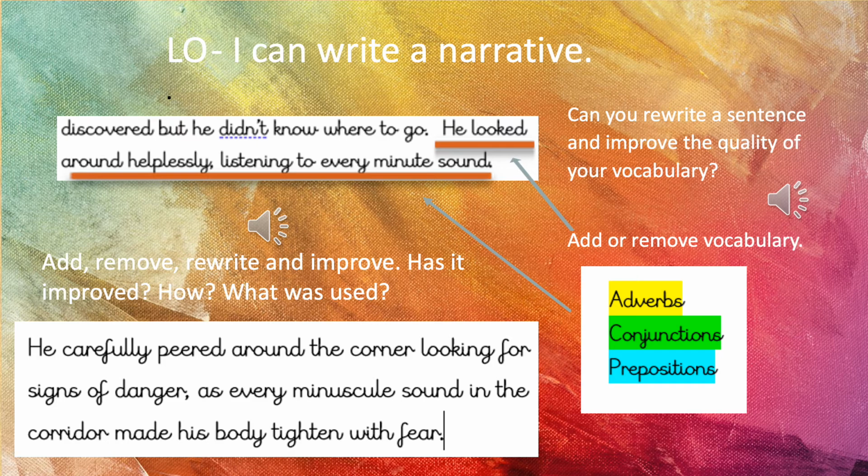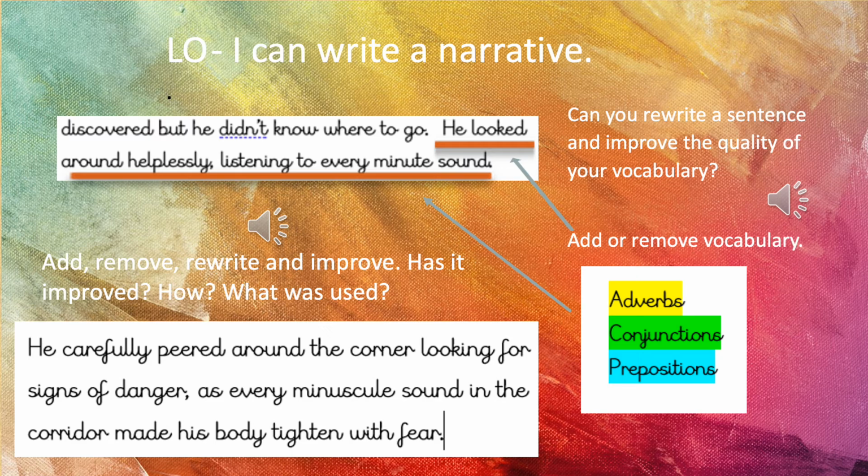When we've finished, we want to know, has it improved? How have we done it? And what was used? And again, on the right hand side, you've got adverbs, conjunctions, and prepositions. So at the top, I've underlined, he looked around helplessly, listening to every minute sound. Now that's a good sentence, but we can always make things better. We can remove things, change things totally.